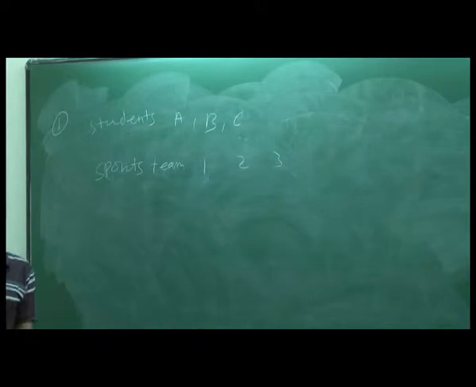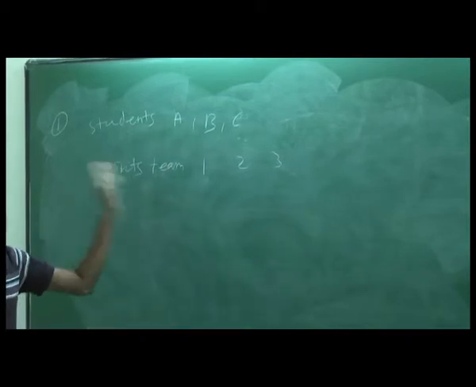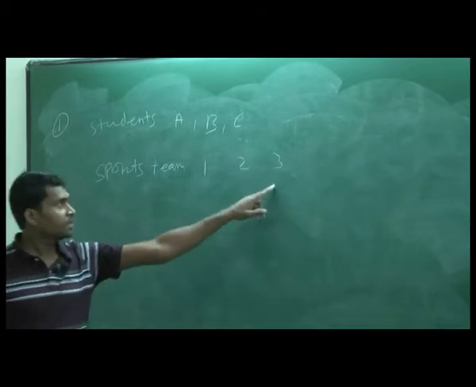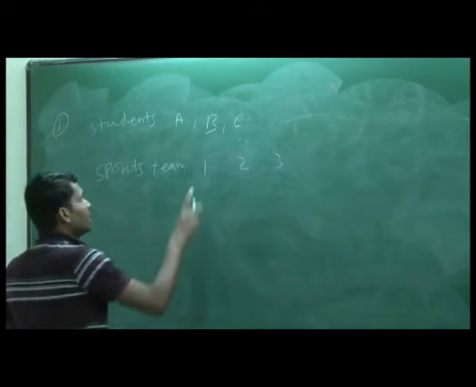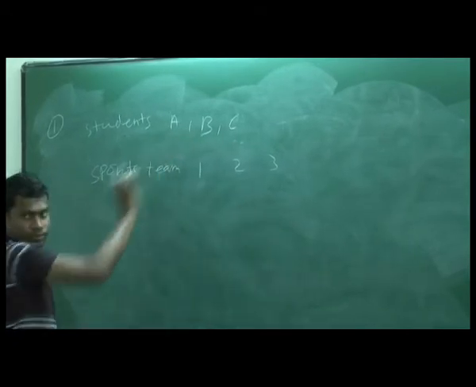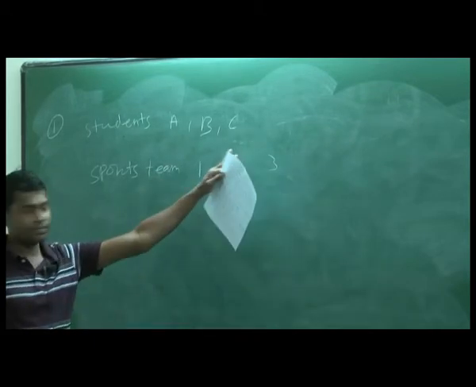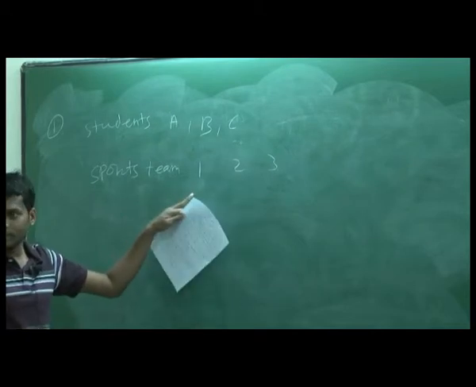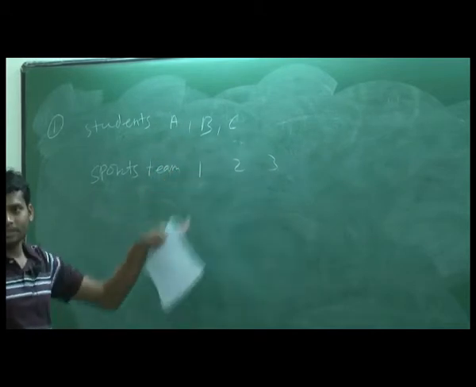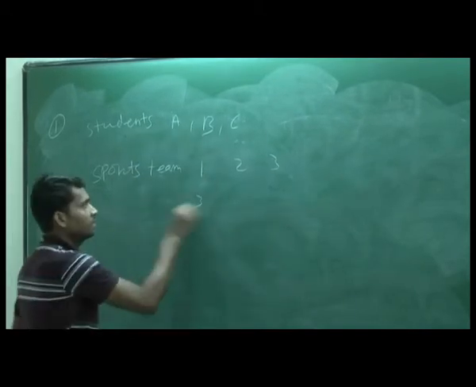So how do we know it is 6 ways? We have to put 1 student in each team. If team 1 chooses 1 student, how many options are there? 3 options, because initially we start from team 1. So 3 ways: either it can choose A or B or C.